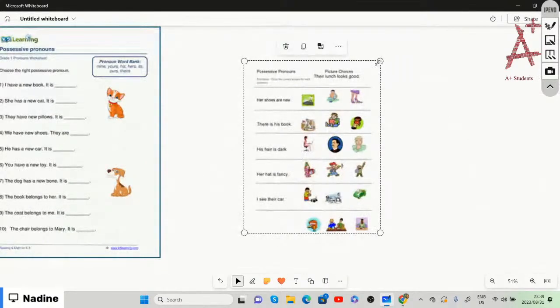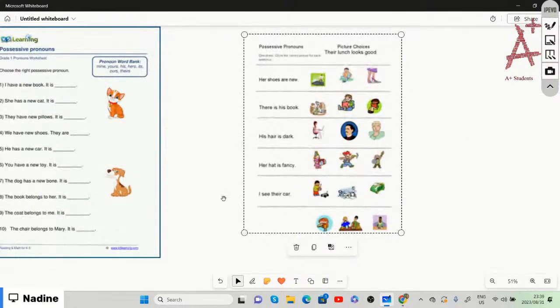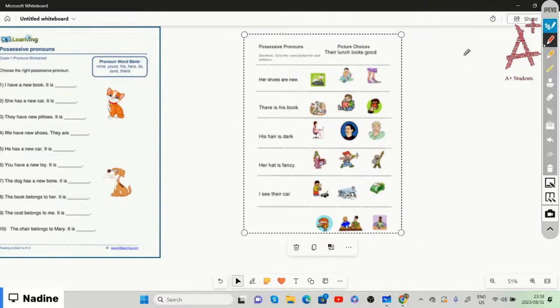All right, so now we're going to do the last one. So we need to choose how the lunch looks every day, right? So her shoes are new. So if we were to get the possessive pronoun, then we will refer to, we go there.